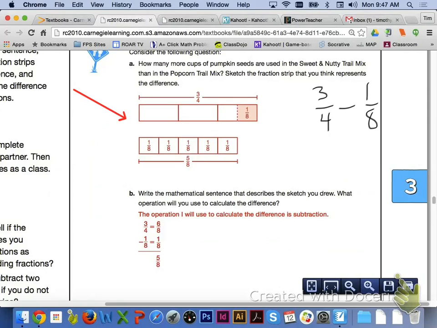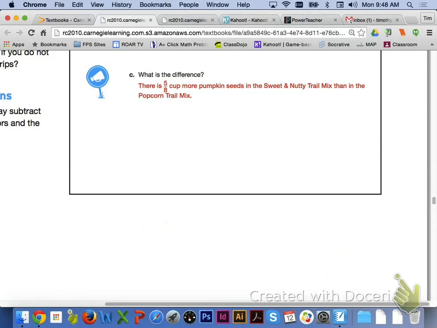So all I have to do then is determine that I have 5/8 left for my answer when I look at the fraction strip. For letter B then, if I write it out as a math sentence, 3/4 is equal to 6/8. 1/8 is equal to 1/8, so 6/8 minus 1/8 is going to give you 5/8 for your difference. So for letter C then, there is 5/8 cup more pumpkin seeds in the sweet and nutty trail mix than there is in the popcorn trail mix.